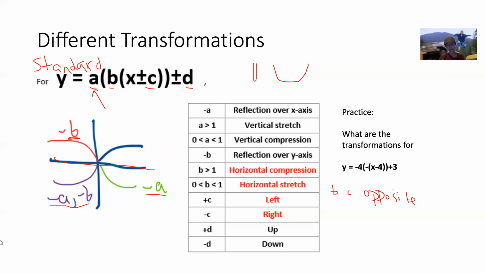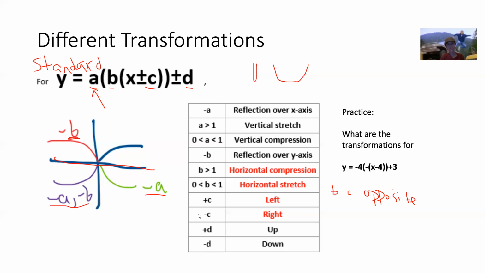But if B is greater than 1, I made these things in red here for B and C because it's a horizontal compression, even though you might think stretch, because A greater than 1 is a stretch, but no, it's backwards. So remember that. And B, when it's in between 0 and 1, then that's when there's a stretch. If C is positive, then that means left. You might think that would be right, but it's actually left. And if C is negative, right. If D is positive, up. If D is negative, down.